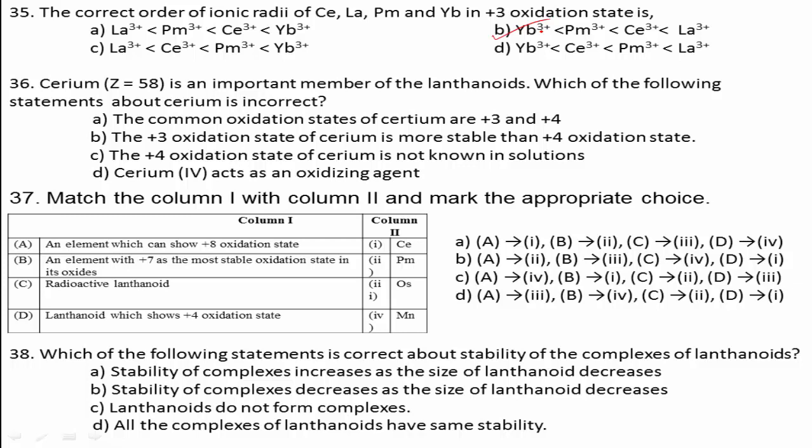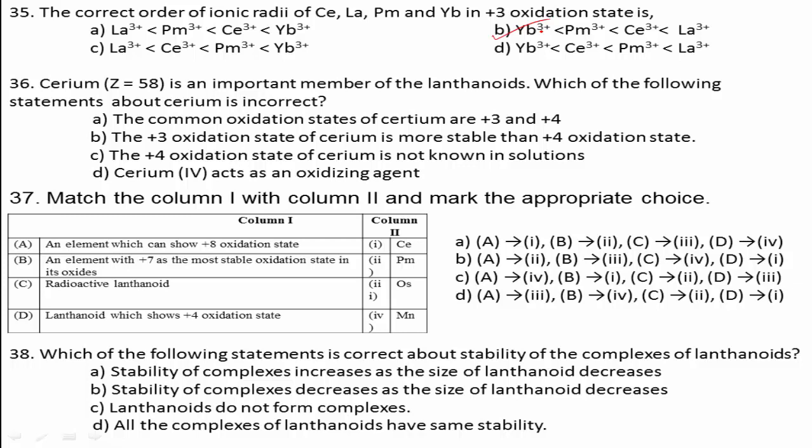Next, question number 36. Cerium, having atomic number 58, is an important member of lanthanoids. Which of the following statements about cerium is incorrect? Options are given here. Option A, common oxidation states of cerium are +3 and +4. Option B, the +3 oxidation state of cerium is more stable than +4 oxidation state. Option C, +4 oxidation state of cerium is not known in solutions. Option D, cerium 4 acts as an oxidizing agent.